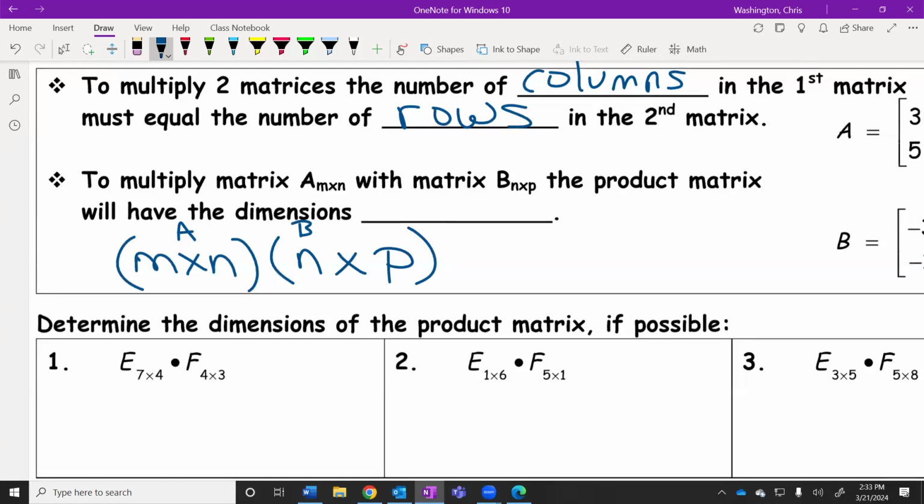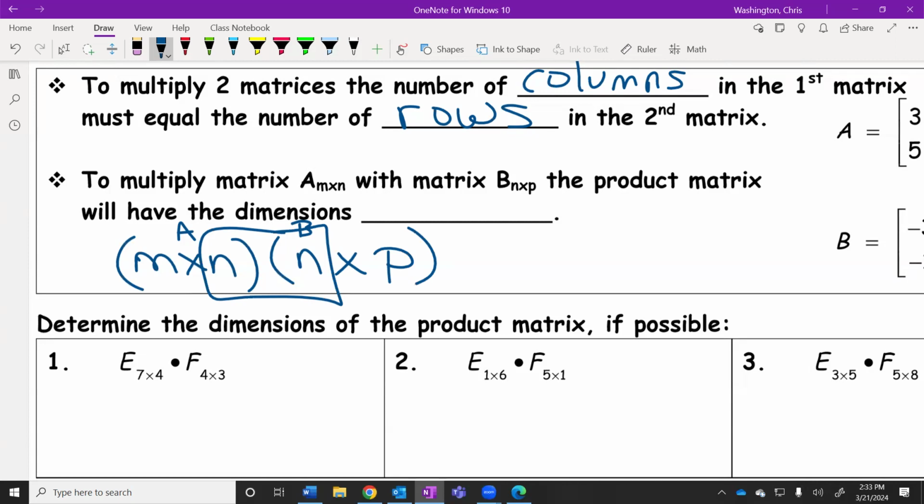Well, what do we know about the number of columns in A and the number of rows in B? It's kind of hard to see, right? Like which one of those is rows, which one's columns, all that stuff. Well, here's what you can do. We can put a box around the two in the middle. That's the number of columns from A and the number of rows from B. Are they equal? Yes, they're equal. So I could actually multiply these two matrices together.